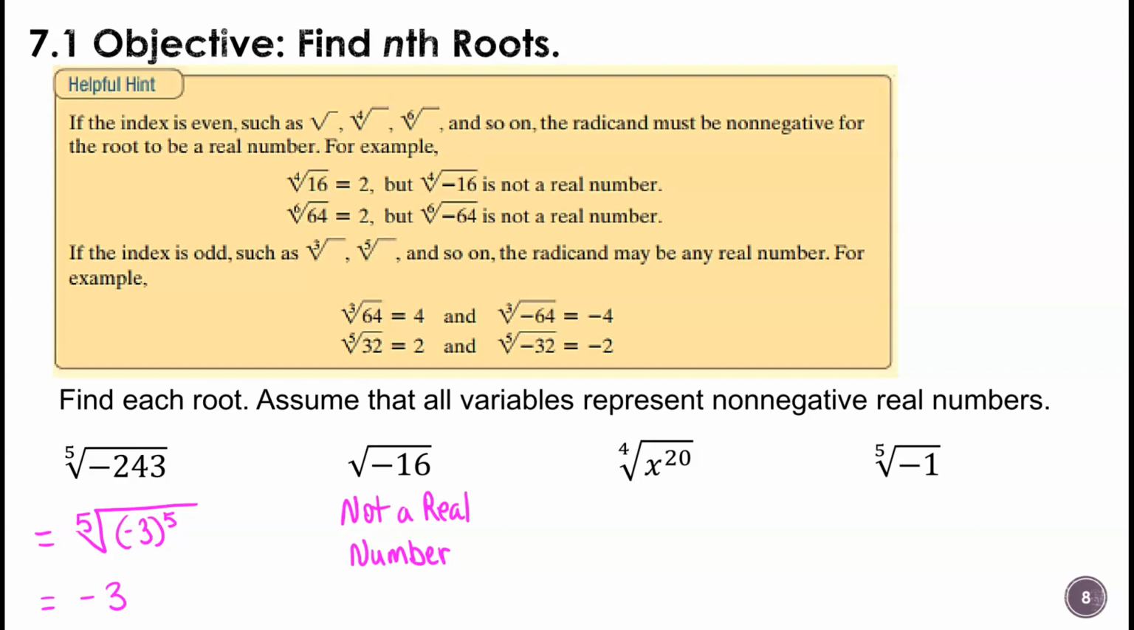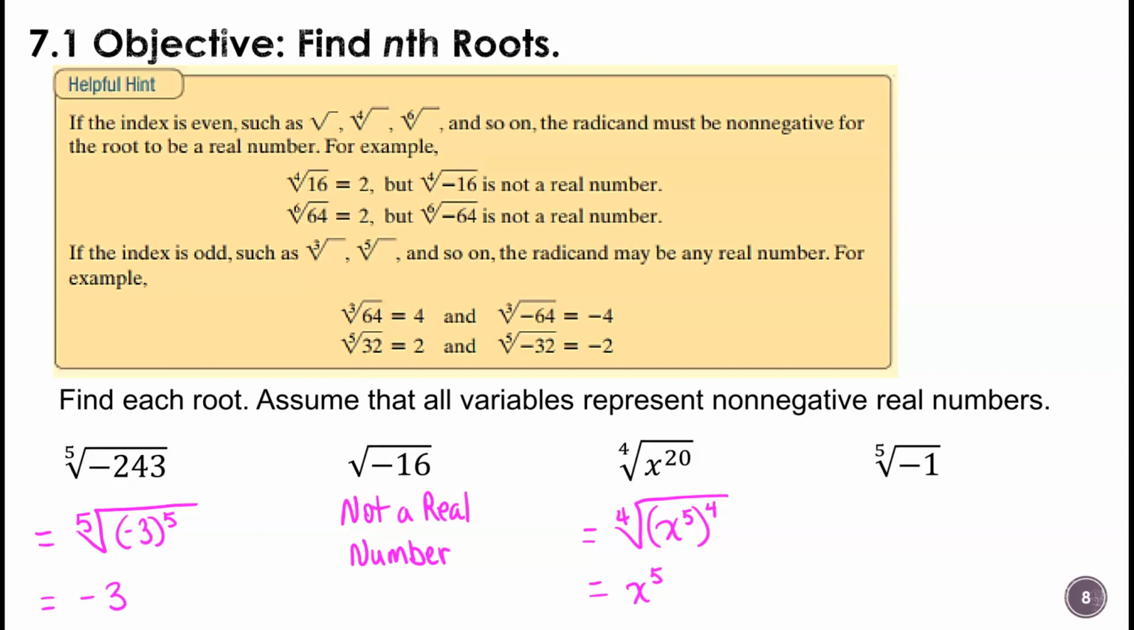And the next one, we're going to use that same technique where we write x to a power, and we need it to be to the fourth power. So this is going to be x to the fifth to the fourth, because 5 times 4 equals 20. So my root is x to the fifth.